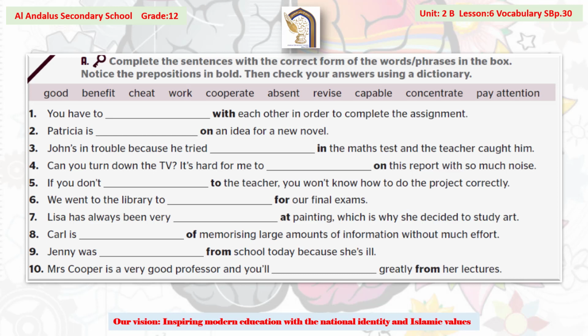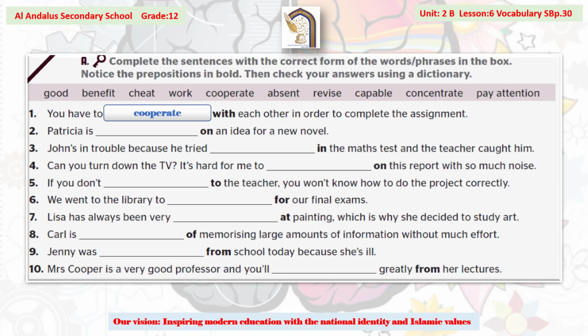Now, as usual, it is suggested that you stop this video for 2 or 3 minutes so that you can give yourselves a chance to think about the relevant words for the spaces in the sentences from 1 to 10. Now let's start discussing our answers. Number 1: You have to with each other in order to complete the assignment. If you are doing a task with other people, of course you are asked to cooperate. You have to cooperate with each other in order to complete the assignment.